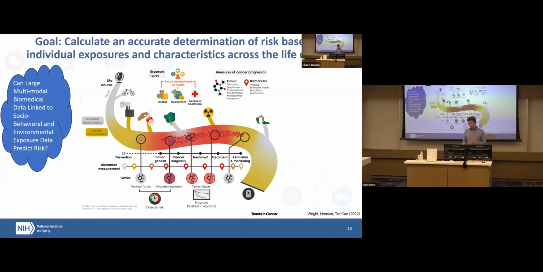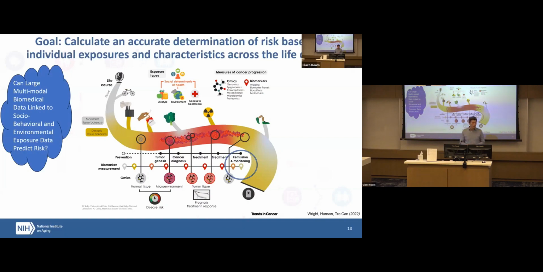So can we make this vision a reality? Can we follow an individual over the life course and collect as much data as possible on these different environmental factors, so we can identify who's at risk earlier on and then treat them, and not only follow them over that point in time, but really follow them through the course of treatment and beyond? Using cancer as an example, hopefully we can find something with Alzheimer's disease and related dementias.